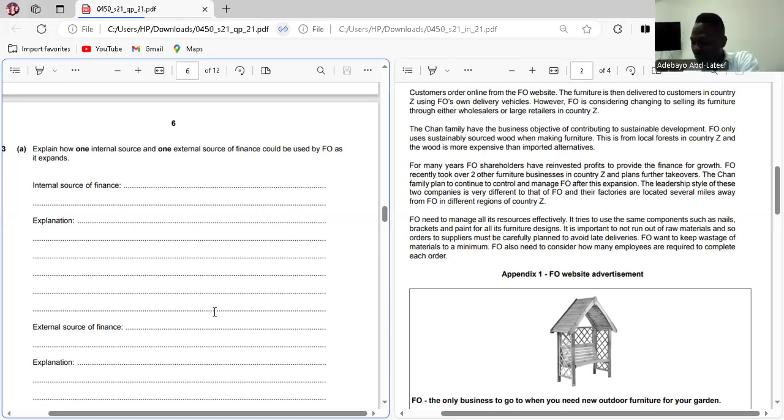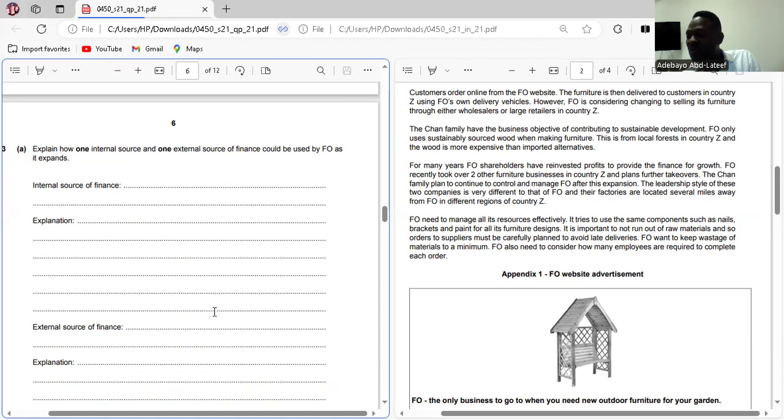So the external source of finance now. What did I use for external? We have crowdfunding, we have shares and a lot. I think I wrote new share issues. Existing shareholders may be willing to invest more due to the success of FO. FO has been successful. It's been running for over 20 years, right?